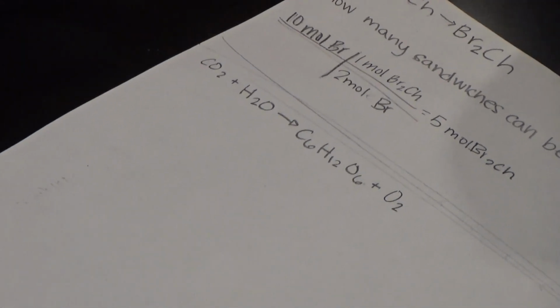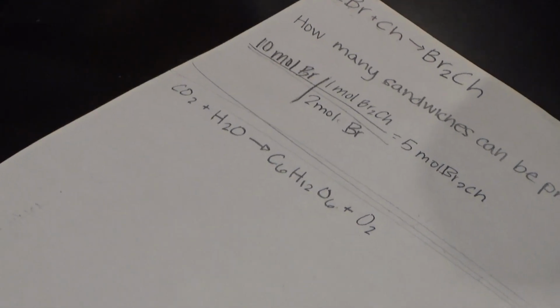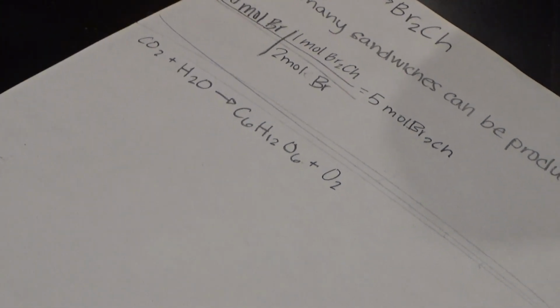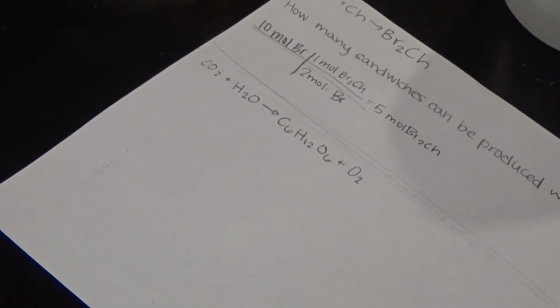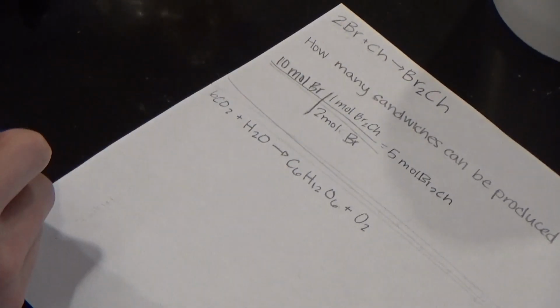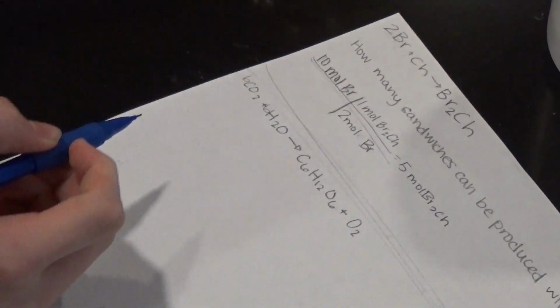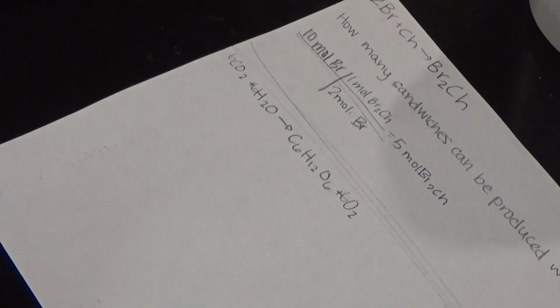Photosynthesis. The equation for photosynthesis is carbon dioxide plus water becomes glucose plus oxygen. The first step to solving this equation is to balance it. To balance this equation, we get 6 carbon dioxide, 6 water, 1 glucose, and 6 oxygen.